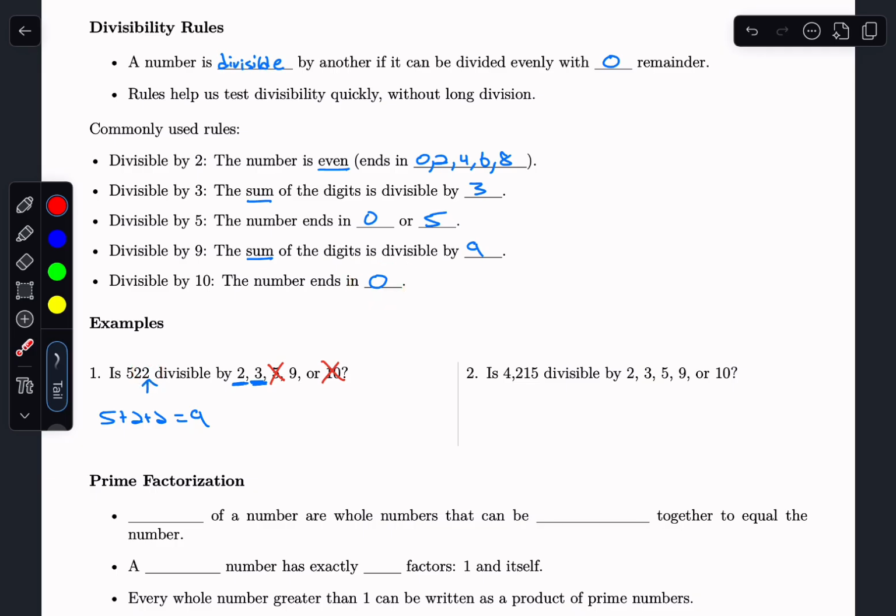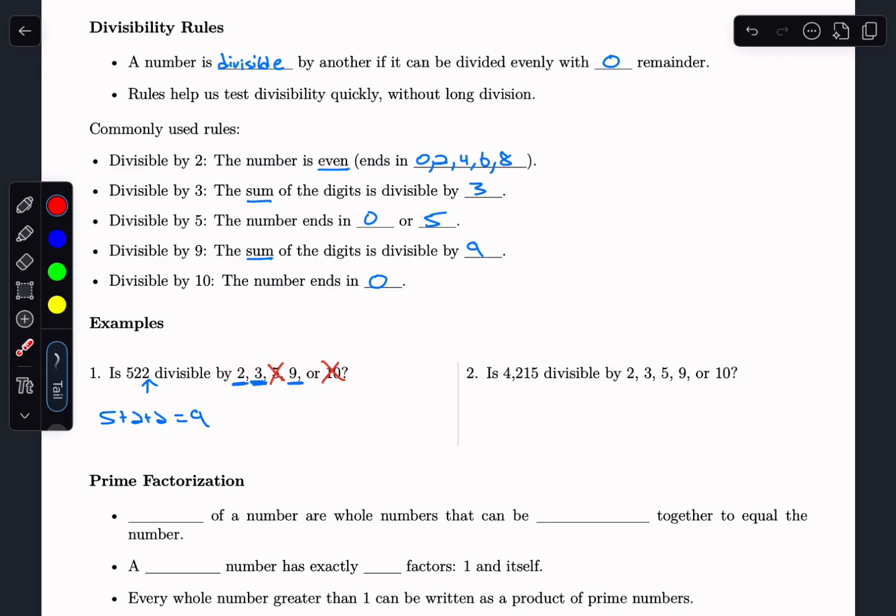For 9, the rule is the same as 3, just with the 9. We already summed up the digits and got 9. 9 is divisible by 9, and so that means the entire number 522 is divisible by 9. So 522 is divisible by 2, 3, and 9. All of those will work.